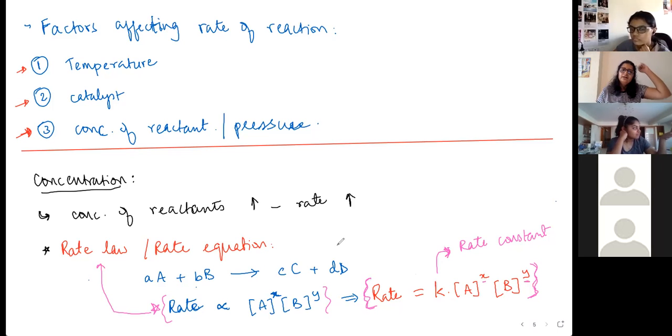So for rate law, there is a statement. Once you guys are done noting this, I'll give you the statement for rate law. So go to the next page. Yes, ma'am. And Shantanu, let me know if you guys are not done yet, okay?